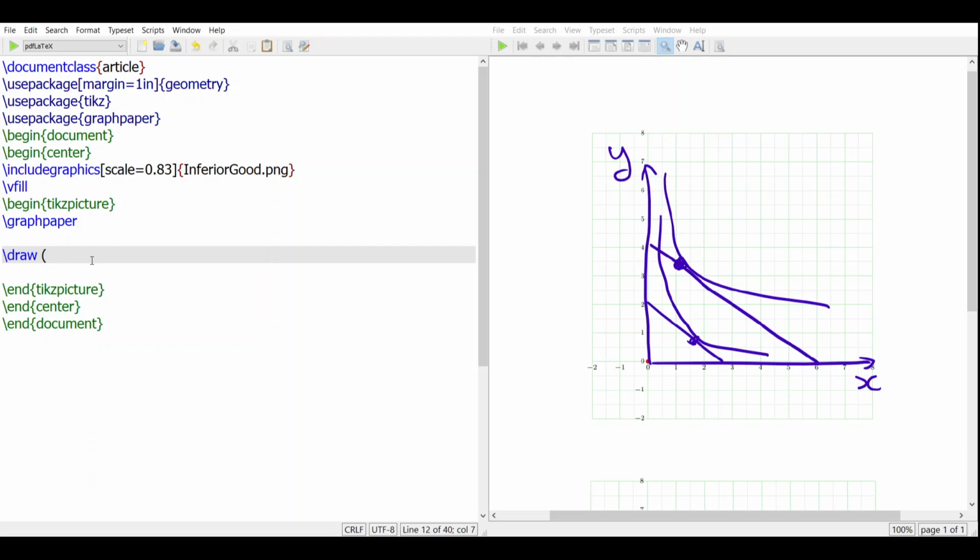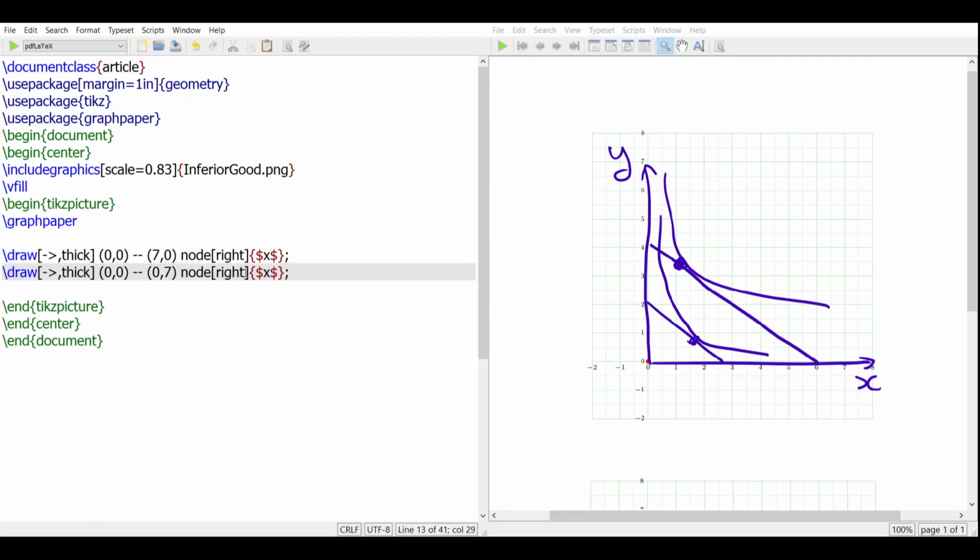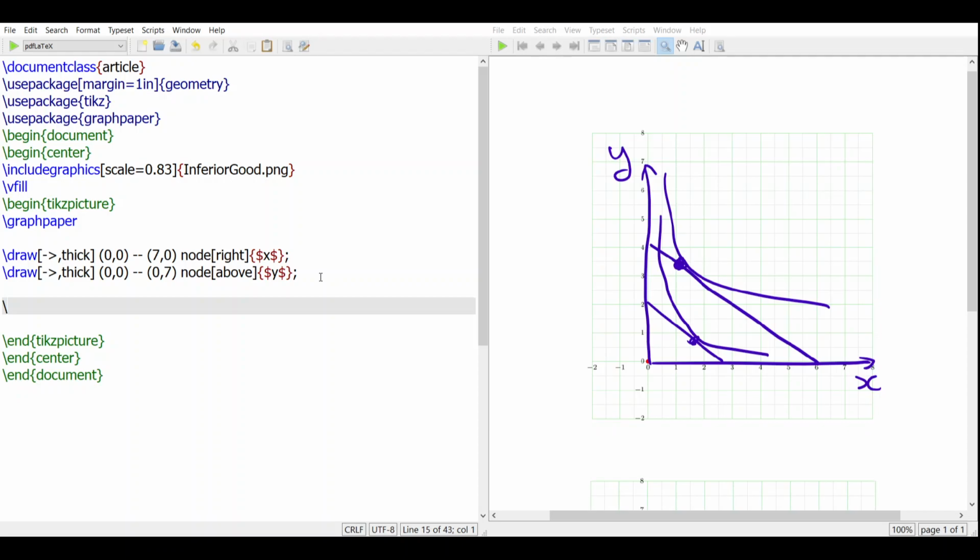Okay, we have 0.7 for the vertical axis. It's above, and with y. And then we have two budget lines. The first one is 0.2 to 2.0, so the lower budget line, and the upper budget line will be 0.4 up to 4.0.